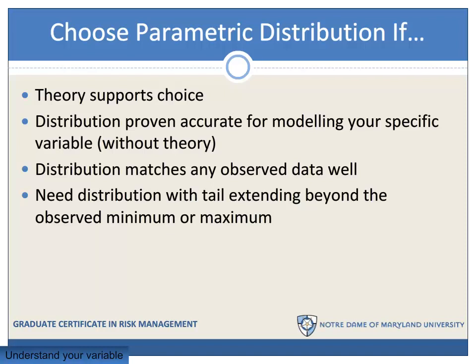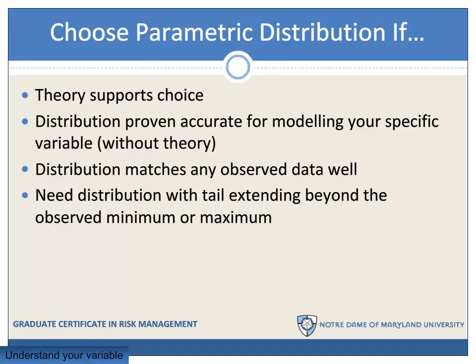A parametric distribution may have already been proven to be accurate for modeling your specific variable. So we might not have to rely on theory. Maybe we know that when it comes to modeling water temperature, a normal distribution seems to work well. You would use a parametric distribution if that distribution happens to match your observed data very well.